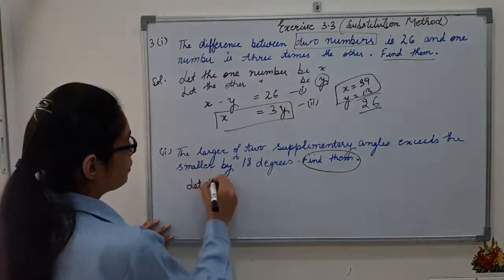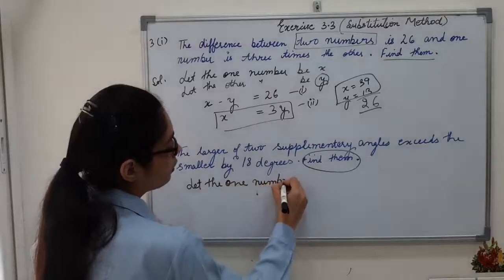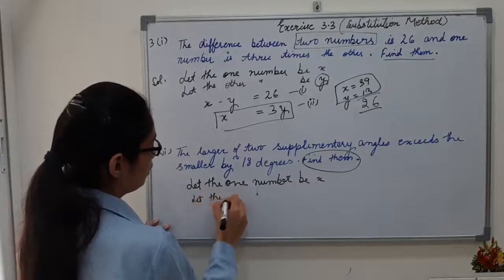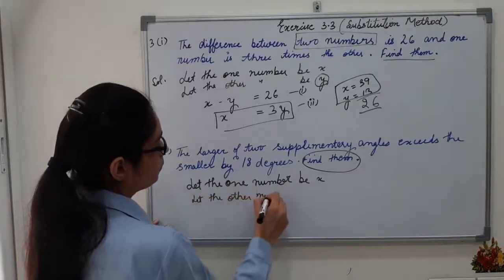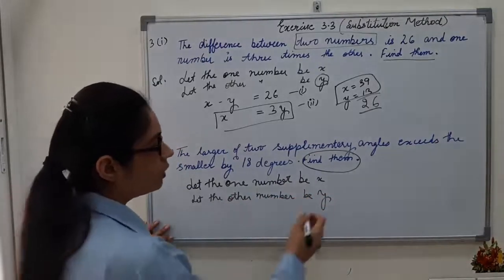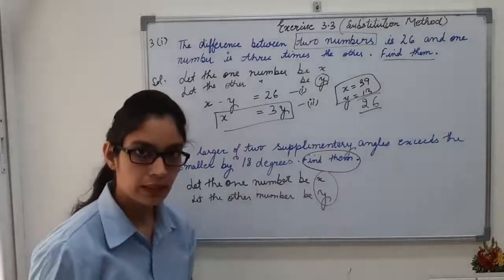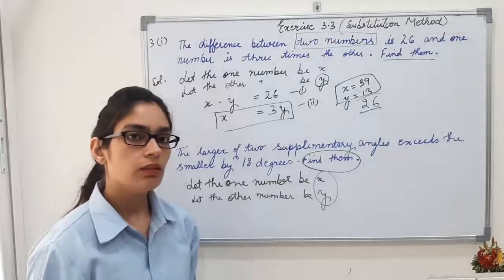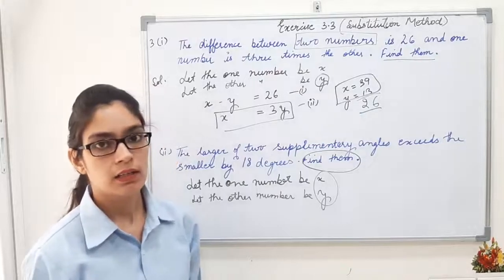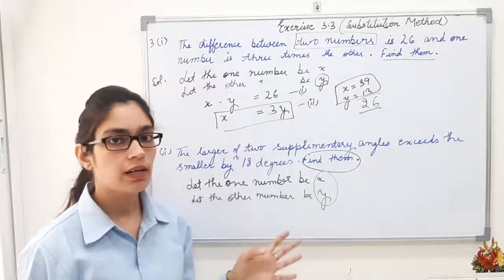So again I will assume, let one number be x and let the other number be y. Two numbers I have assumed. Now one thing is here they are talking about supplementary angles. I am sure you have an idea about supplementary angles and complementary angles. You have done it in geometry in smaller classes. You have heard it, I am sure.